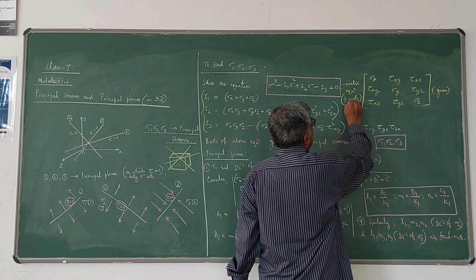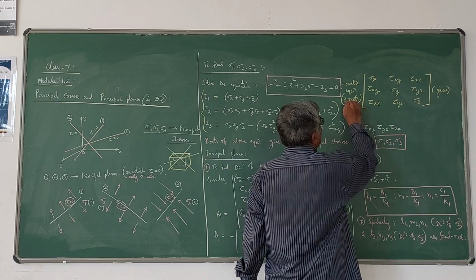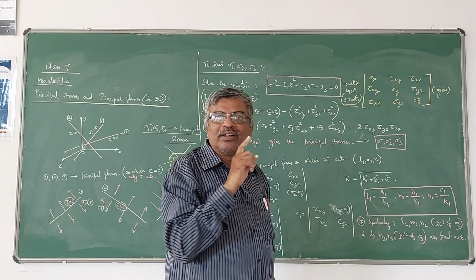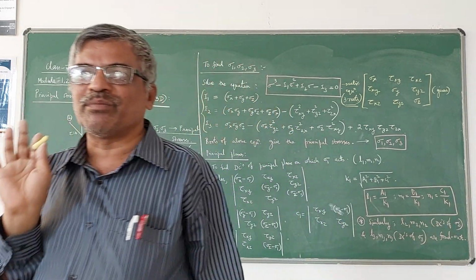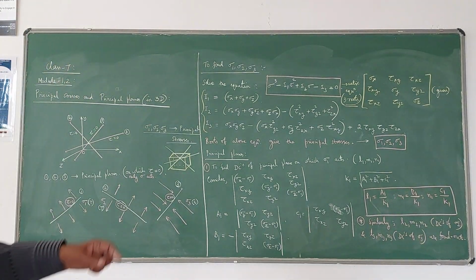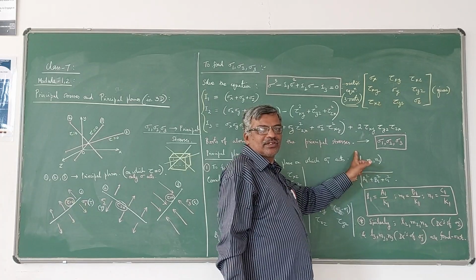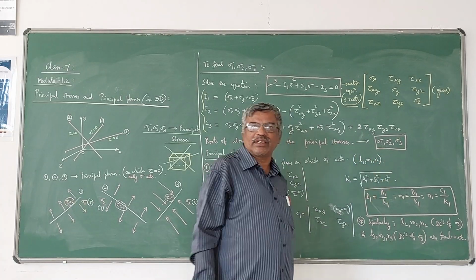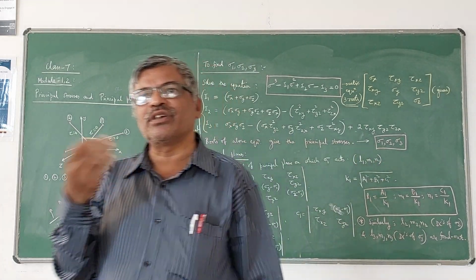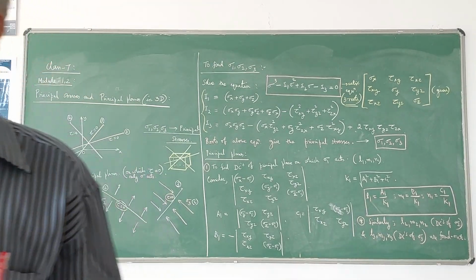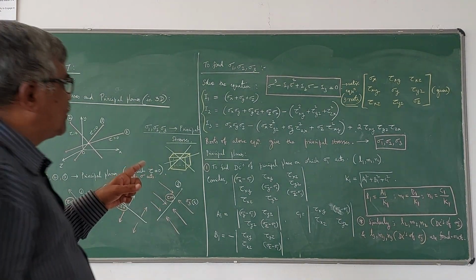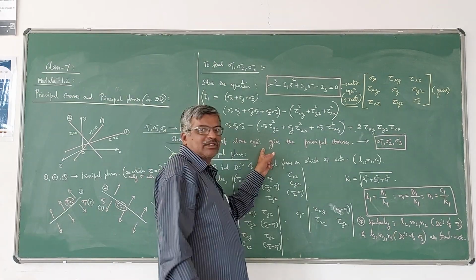So using the calculator, if you solve this cubic equation, you will get 3 values for sigma. Those 3 values are nothing but your principal stresses. The roots of the above equation give the principal stresses. One value is sigma 1, second value sigma 2, third value sigma 3. You can take any of them, there is no problem. This is how to find the principal stresses.